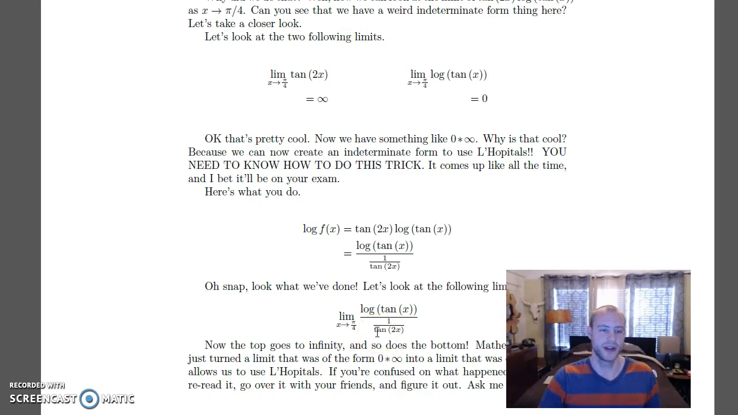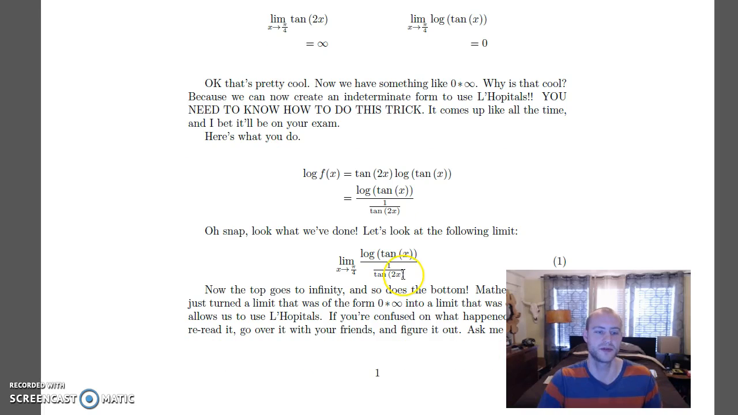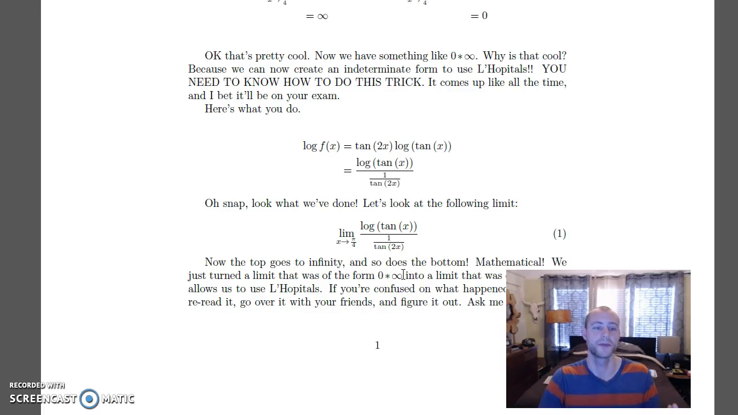And like I said, that's another one of those tricks, and you can always do that if you end up with something like 0 times infinity. You can do that manipulation trick to get it into the proper form. Now we can use L'Hopital's rule. We can take the derivative of the top and the derivative of the bottom separately.